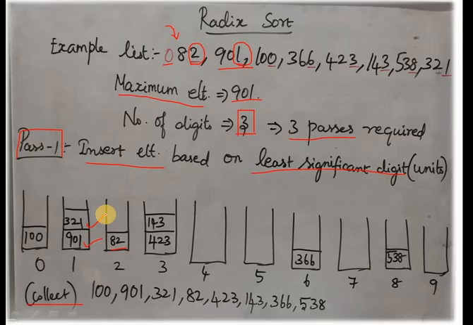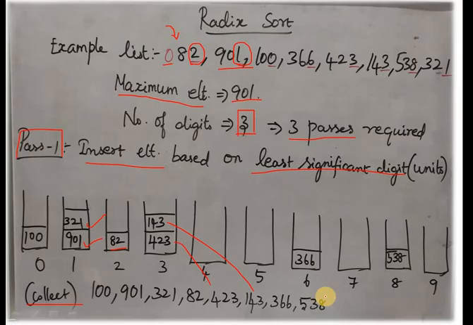In a queue, how does deletion happen? Deletion operation happens with the help of the front pointer. So the front element is the first to be deleted. So in that order you have to remove. So 901, then 321, then 82, then 423, then 143 will be removed. Then 366 and 538. So that's all about pass 1.